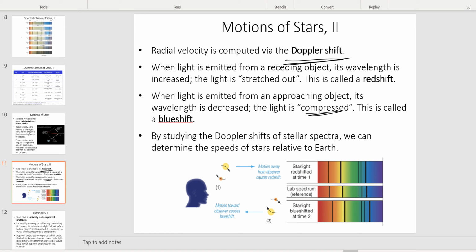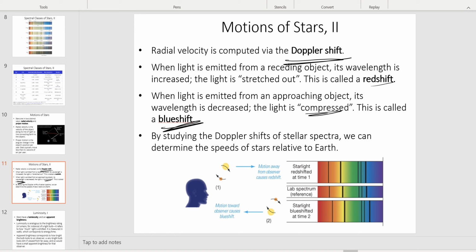If I shine light in your direction and I move toward you very quickly, so imagine I have a flashlight and I'm running toward you, then that light will be compressed as it goes from the flashlight to your eyes, and it will look bluer to you than it does to me. This is referred to as a blue shift, and the reason it looks bluer is because if you compress the wavelength of light, you therefore make it bluer, because blue light has a smaller wavelength, a higher energy than red light.